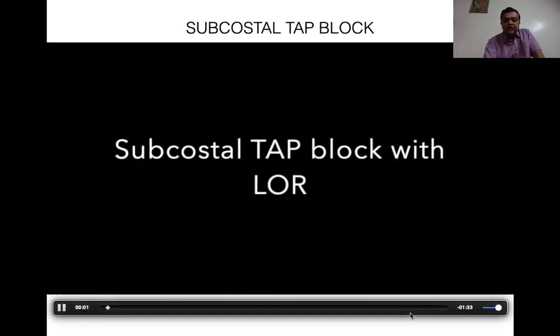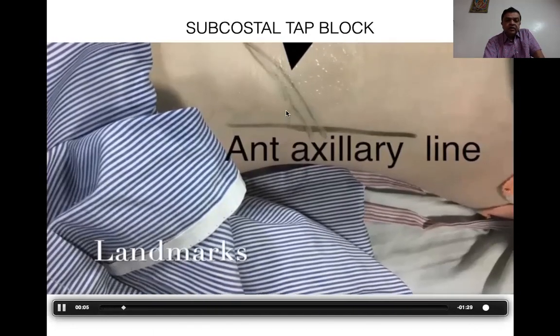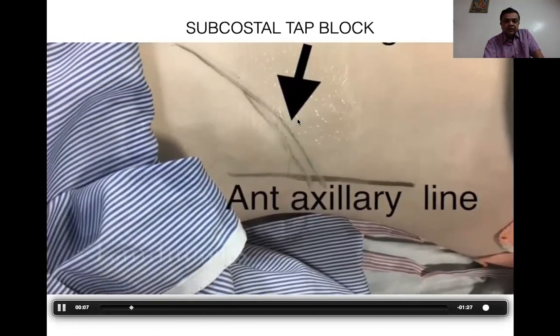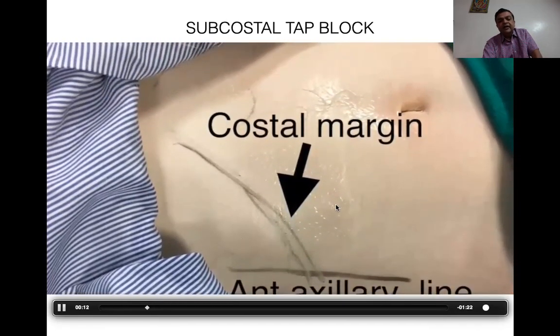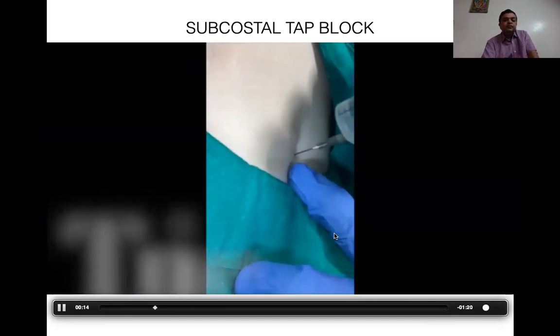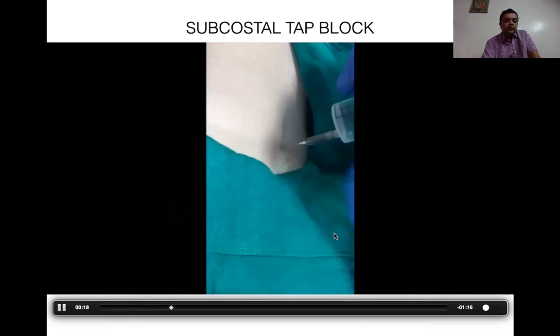Subcostal TAP block: as I said, again, you have to draw the anterior line. This is the subcostal margin. I will go 2 centimeters anterior to the anterior line and insert the needle and feel the pop too. Here you can see this is the first bounce and pop.